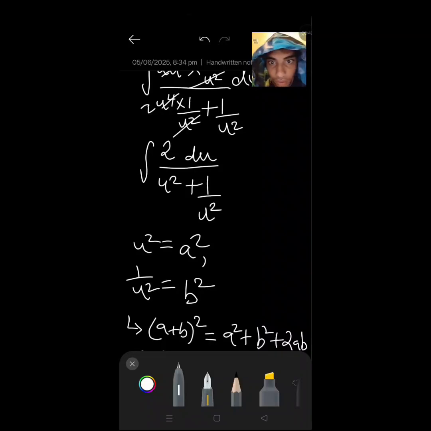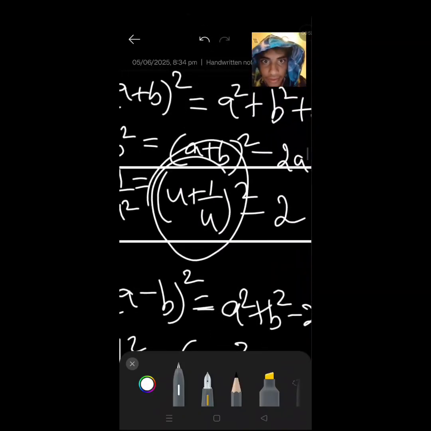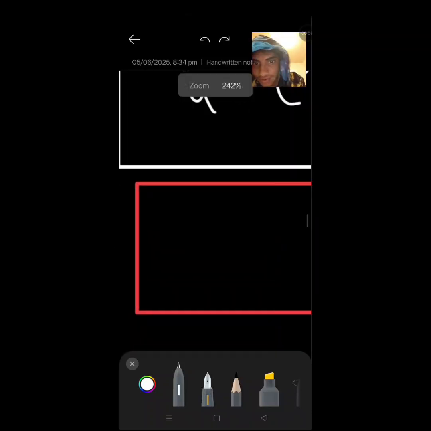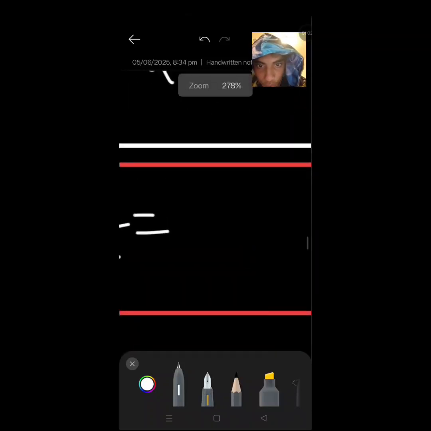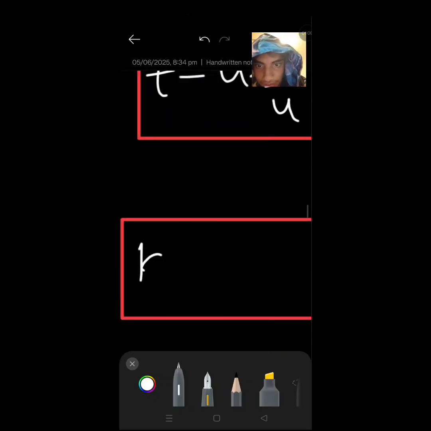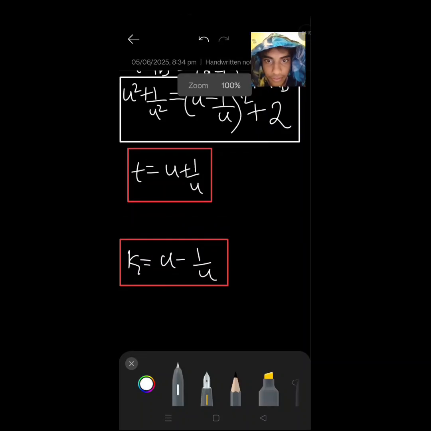Function and derivative. Always remember that works. Function, try to connect it with the derivative. Over here, we can't directly find this derivative. So we'll have to find the derivative of this, u plus 1 over u, and we have to find u minus 1 over u. So let's do that. Let's take t as u plus 1 over u. We'll take that as t, right? And then we'll take another variable k, u minus 1 over u. So we've done some substitution over here.